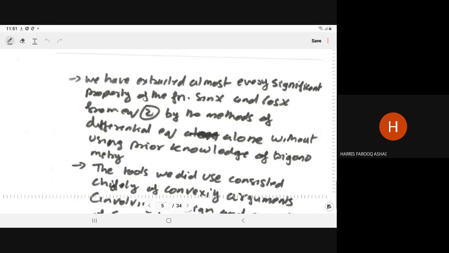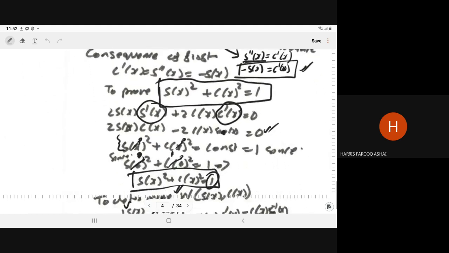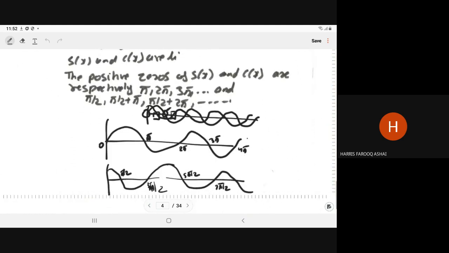Is there anything you want to ask about s x and c x, about the solutions which we have derived from the differential equation? Sir, can you show the zeros part of the notes? What is the doubt? You ask the doubt then. No, sir, I just want to see.